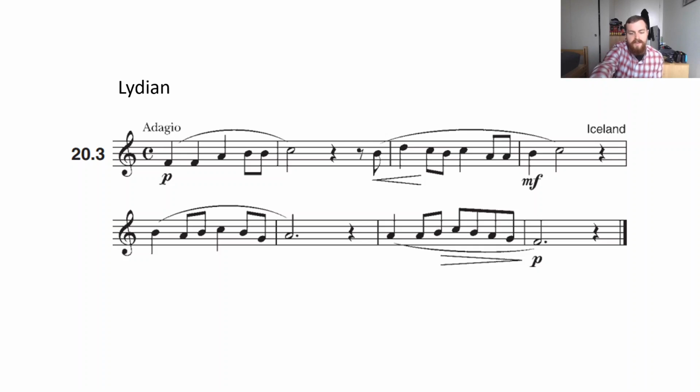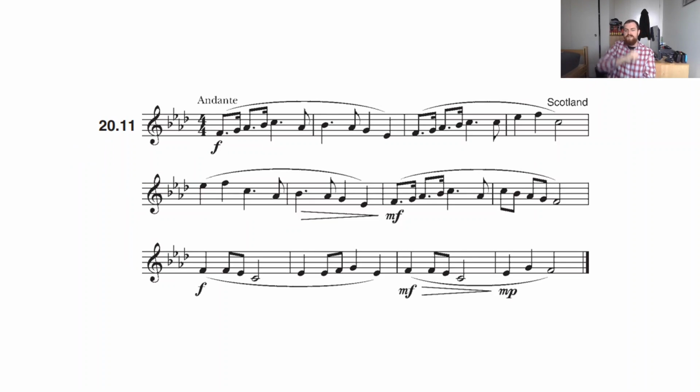Let's do another example now. So this next one, take a look at it. A bit longer, but fairly repetitive. Notice that we start and end on F. That's a good sign.